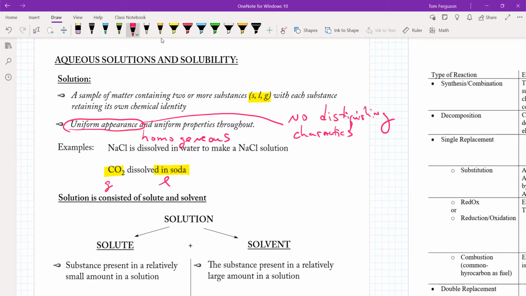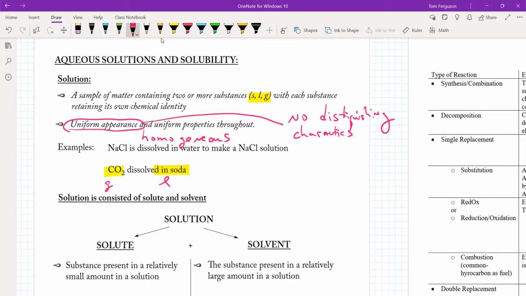It doesn't matter if it's solid and liquid, liquid and gas, gas and gas. For example, I'm sitting here breathing a solution of multiple gases. Most of the gases are nitrogen gas and oxygen gas, but there's also a fair amount of carbon dioxide gas, carbon monoxide gas. I can't distinguish between the oxygen and the nitrogen. Hence, it's homogeneous. Hence, it's a solution.